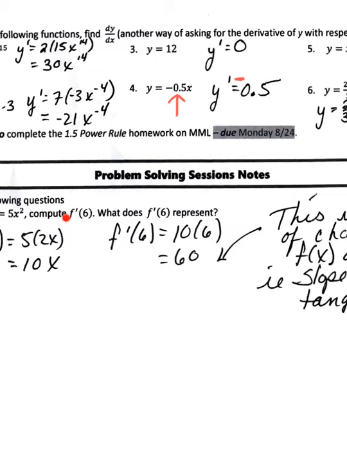I want to take the derivative and evaluate it at 6, and then I want to know what that means. I take the derivative of this, bring the 2 down. 2 times 5 is 10x. Now I'm going to evaluate it at 6. That means I take this value and substitute it in for x. The x is here, so I'm going to do 10 times 6. 10 times 6 is 60. This is the rate of change of f of x at x equals 6, or the slope of the tangent line.